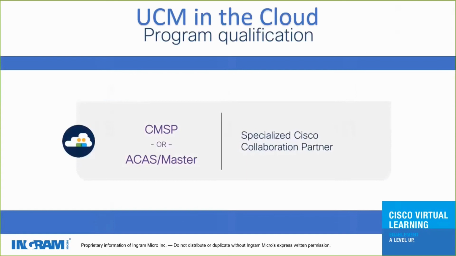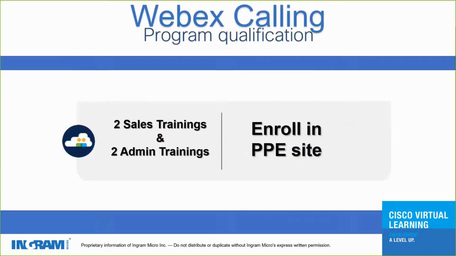So for the UCM in the cloud, you're going to be either a CMSP or have the advanced collaboration specialization or the master collaboration specialization. Overall, in terms of ease of attaining, the CMSP is the route to go. The ACAS or the master is going to take quite a heavy investment of time and some monetary investment. Obviously, Ingram and Cisco have ways of helping to mitigate that a little bit for you. But those are both of the authorizations you're going to need.